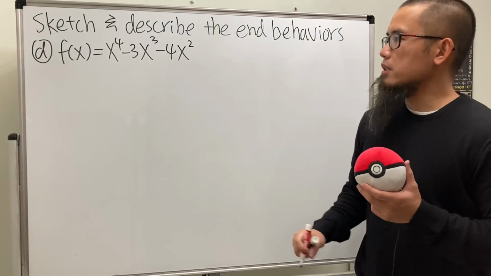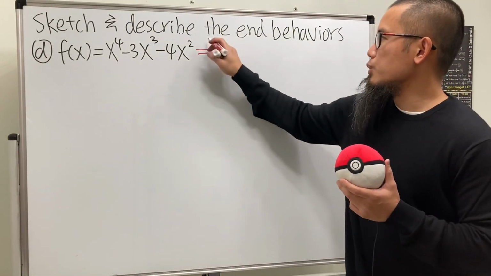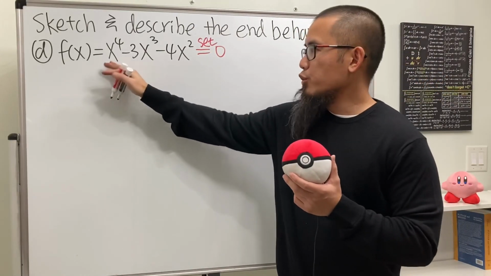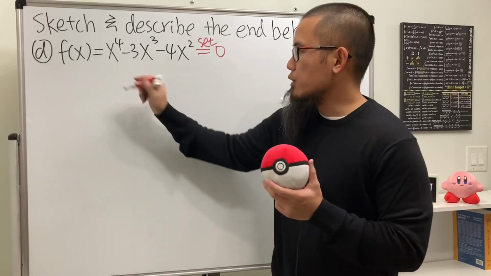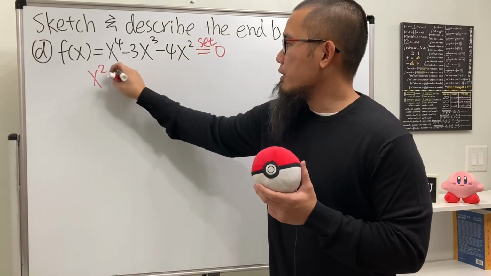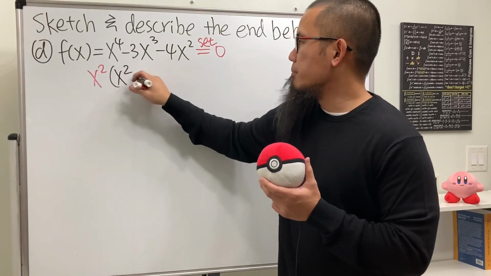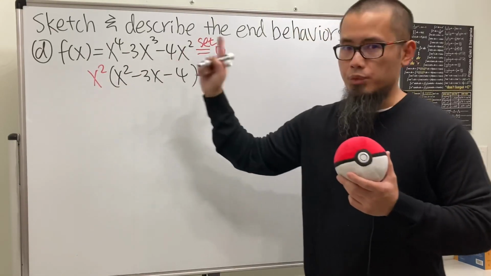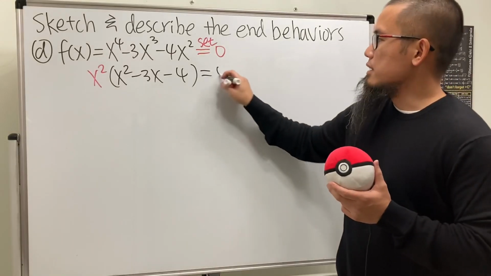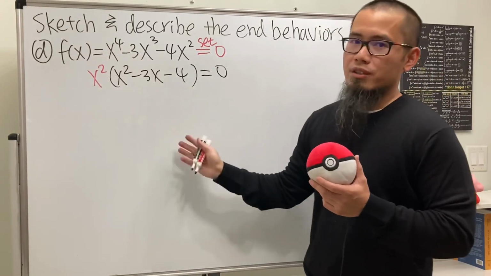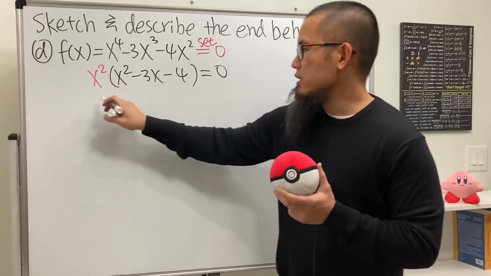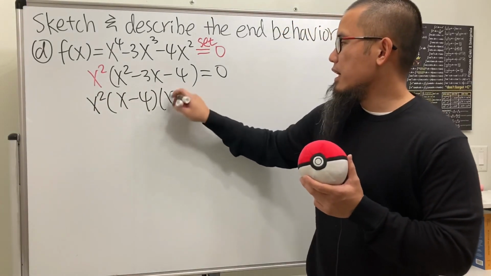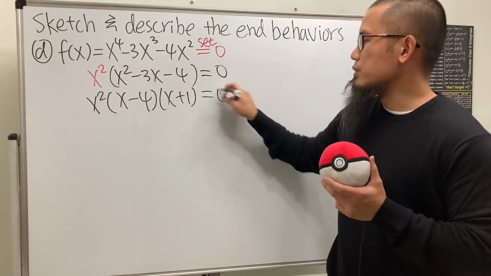Okay, take a look at part D, and of course, let's go ahead and just make this equal 0. The factoring here is that we are going to factor out the x squared first. So let's go ahead and make that happen. Then from there, we get x squared times x squared minus 3x minus 4, because they all have the x squared, so we must do that first. This is equal to 0. And here, you can do the tic-tac-toe, but this is not so bad. We get x squared times (x minus 4) times (x plus 1), and that's equal to 0.